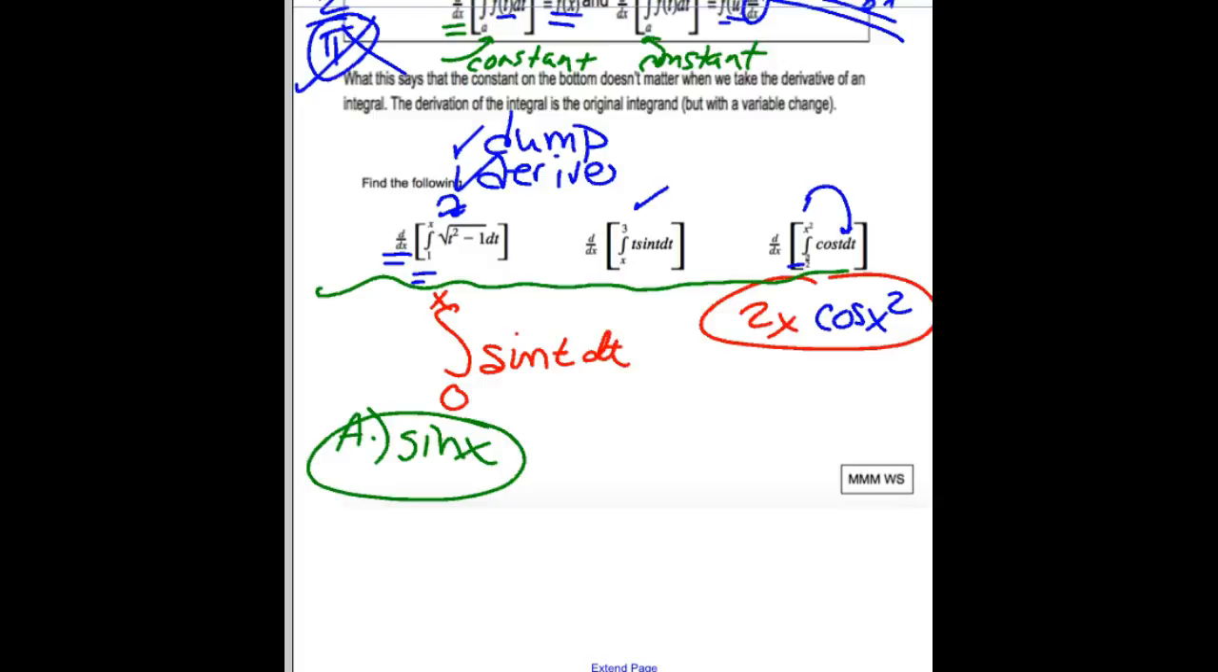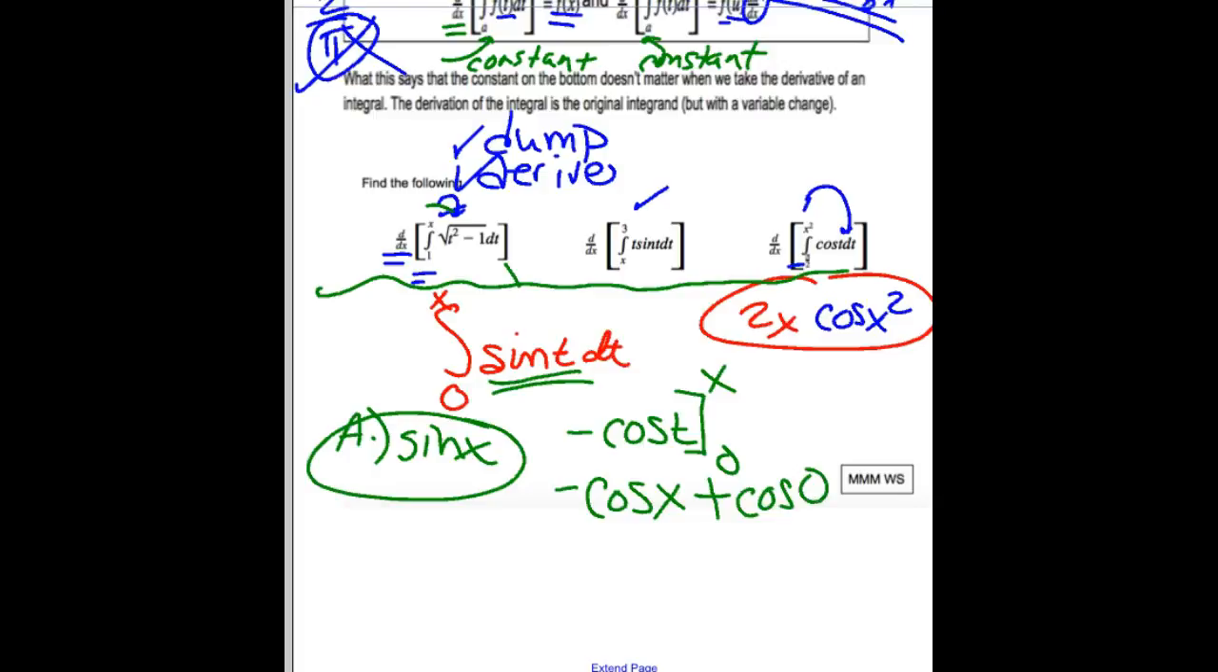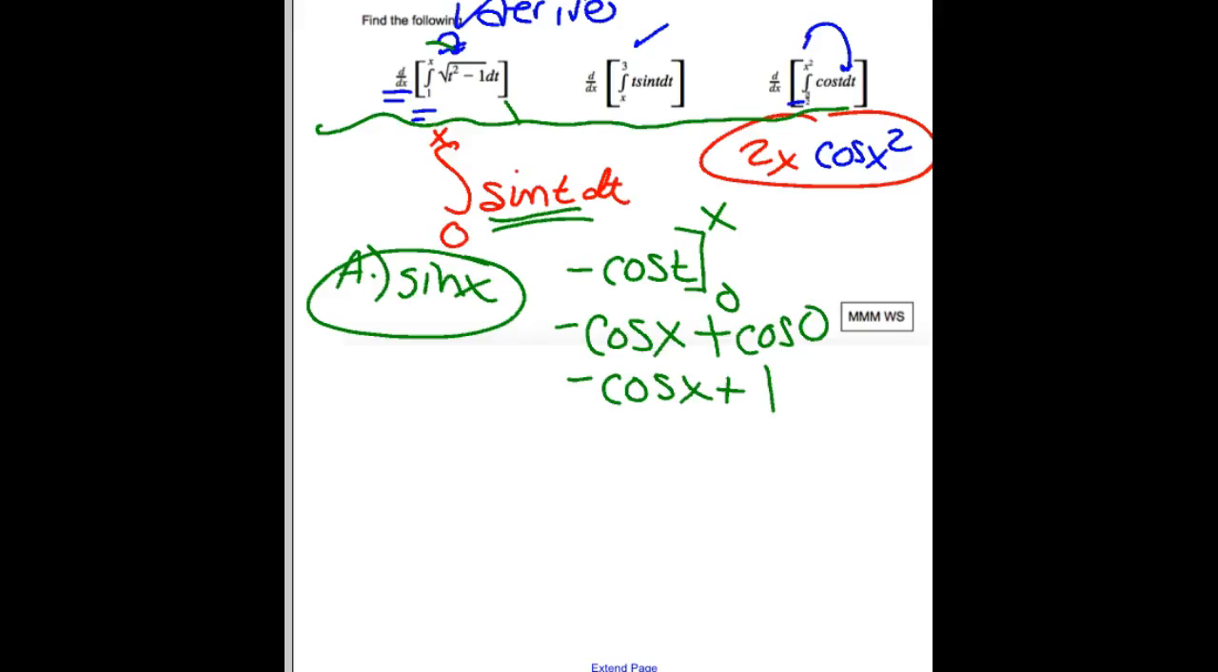This isn't that question. You'll notice in the learning goal it says I know how and when to apply it. The how is easy, dump it in. It's the when that's tricky. I don't apply it here. I do it like this. What's the antiderivative of sine? Negative cosine. I do negative cosine t from 0 to x. I do negative cosine x minus, right? Negative, which is going to become plus, cosine 0. That's what I do. I get negative cosine x plus 1.